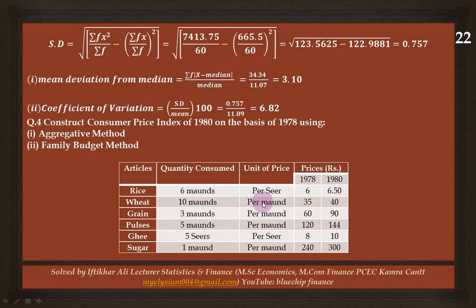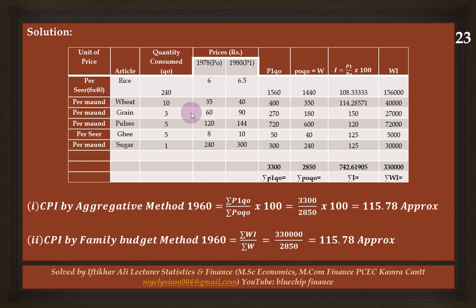After that, scale is per mound, quantity is per mound. So there is no need to convert. Here is mound. This scale is okay, this scale is okay, this scale is okay. So one differentiation which was here and we corrected. And now quantity is given here, price of 1970 given here, price of 1980 given here.